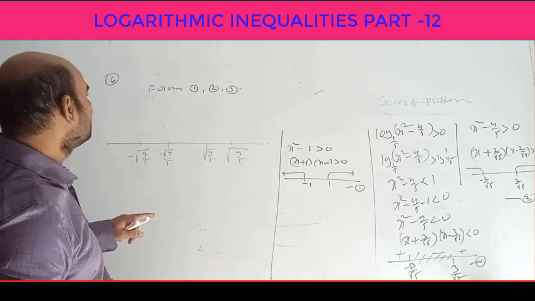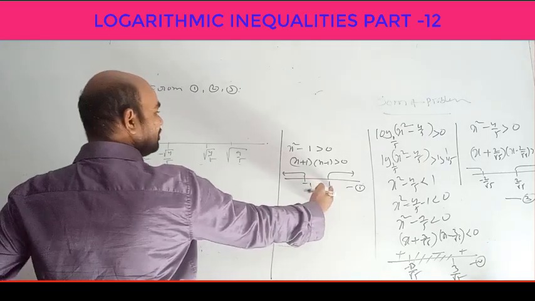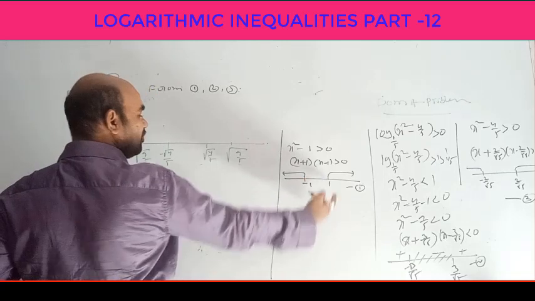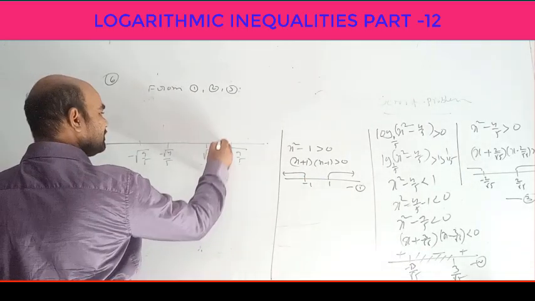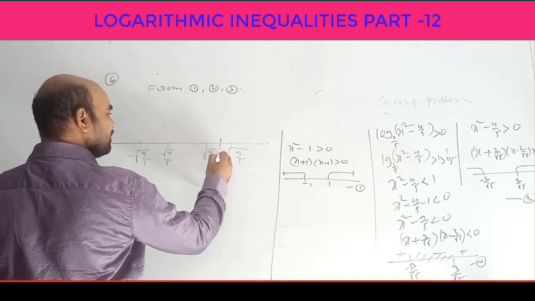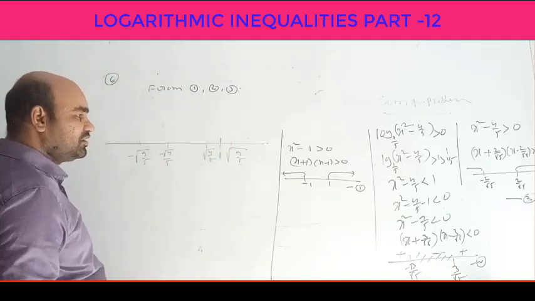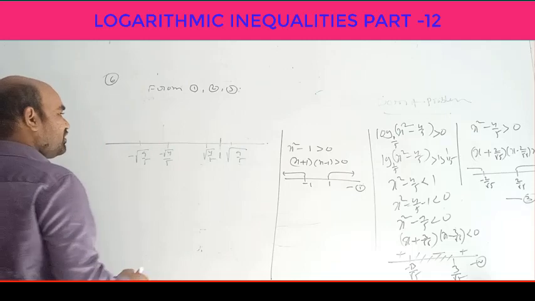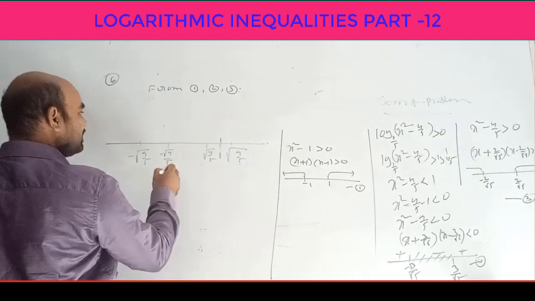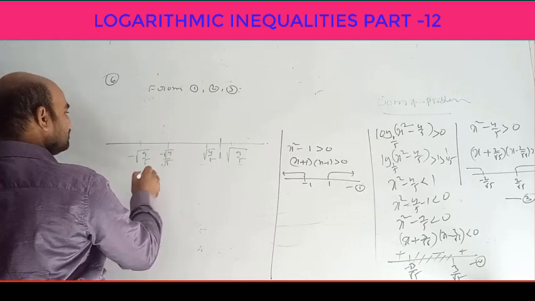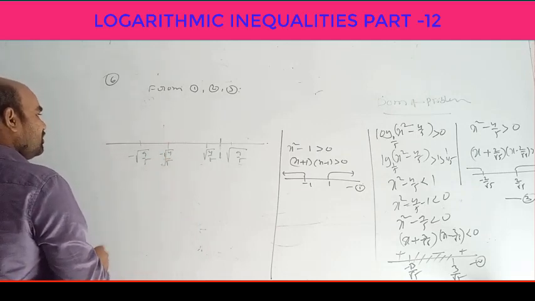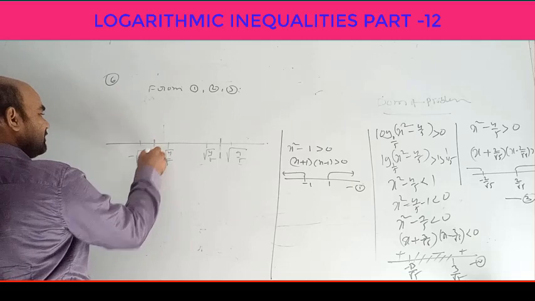Okay, so what is next? This is 1. 1 means root 5 by 5. Root 5 by 5 means somewhere here. Root 5 by 5, I can say 1. So minus 1. Minus 1 means what happened? Minus root 5 by 5. So root 5 over here, minus 1 here.